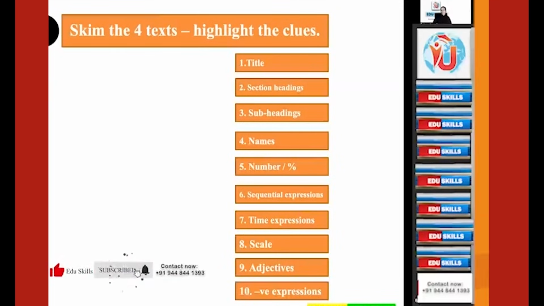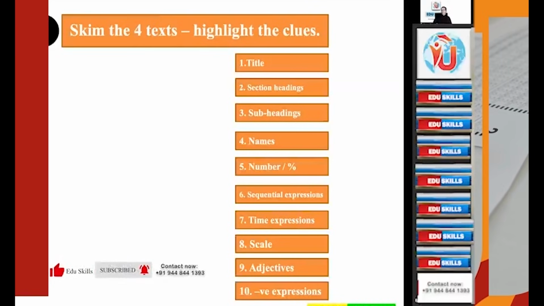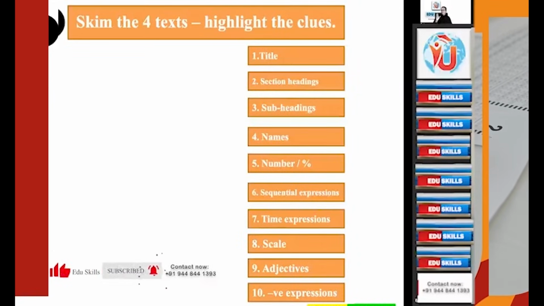The major ones I have highlighted here. These are the things you have to look for as you skim through: the title, paracetamol overdose, then section headings. As I said, 4 texts have 4 headings. Then subheadings. Under text A, there are subheadings. Under every text, there will be subheadings.